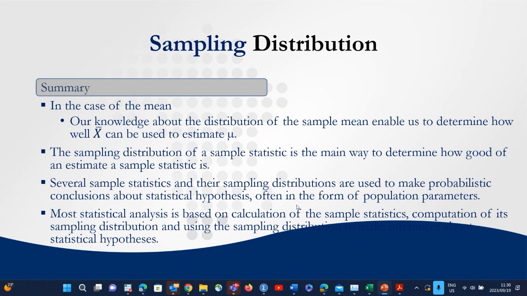So just to summarize about the mean, our knowledge that the distribution of the sample mean can be symmetric enables us to know how we can use the sample average to estimate the population average.